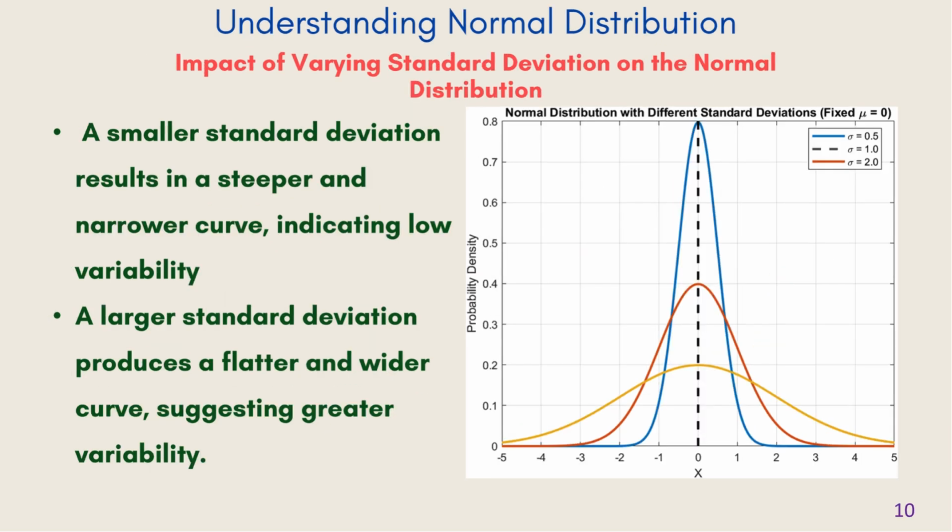In this slide, we explore the effect of standard deviation on the normal distribution. A smaller standard deviation results in a steeper curve, indicating less variability, while a larger standard deviation produces a flatter curve, suggesting greater variability. The accompanying graph visually represents these changes, making it easier for the audience to understand how standard deviation influences data spread.